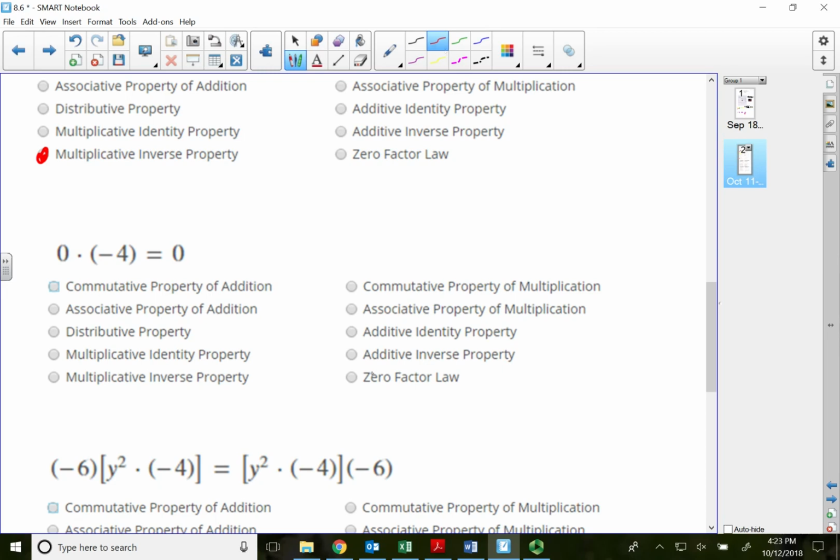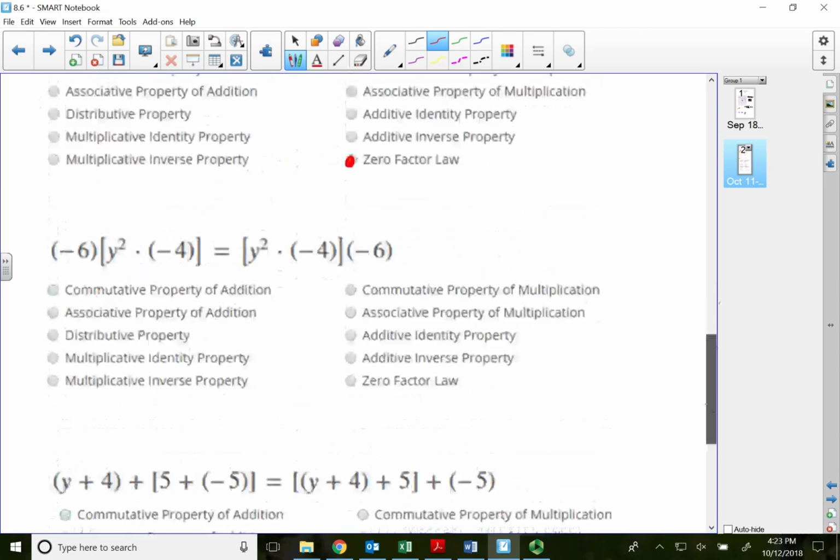So this last one, let's see. Oh, got another one right there. All right, let's look at the left and right side. Negative 6 goes first times this big old bracket. Now the bracket on the right side goes first times by negative 6. So the order of where the negative 6 is located has been swapped from the left side to the right side. So that would be the commutative property for multiplication because this is multiplying.